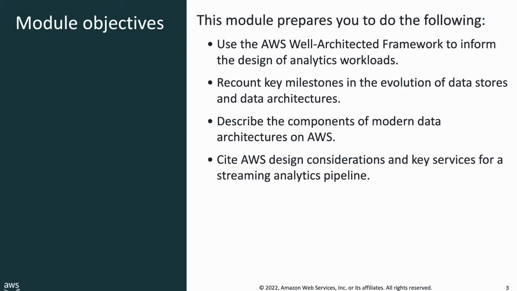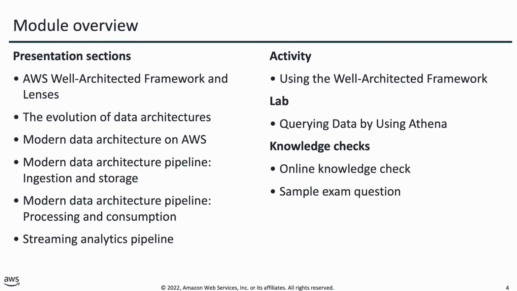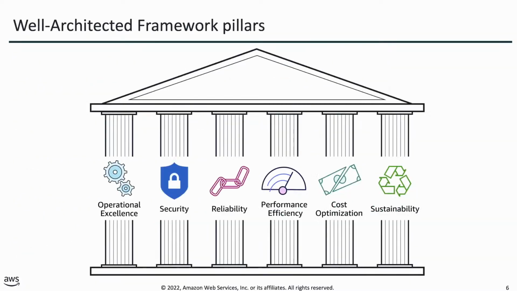Also, we're going to think through milestones in data stores and data architectures, also components of modern data architectures, and we'll also look at AWS design considerations and key services for streaming pipelines. So the module overview here is well-architected framework, evolution of data architectures, modern data architecture, streaming pipelines. Let's go ahead and talk about the well-architected framework pillars.